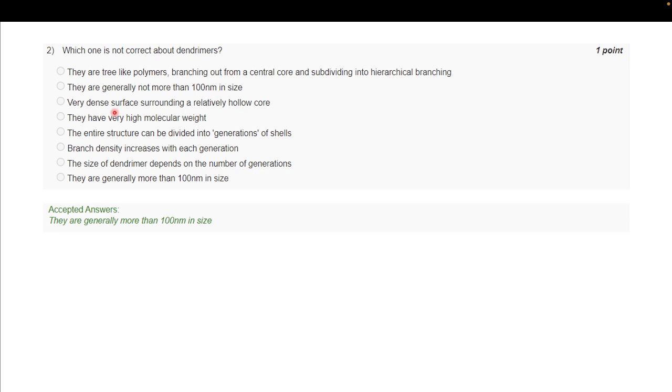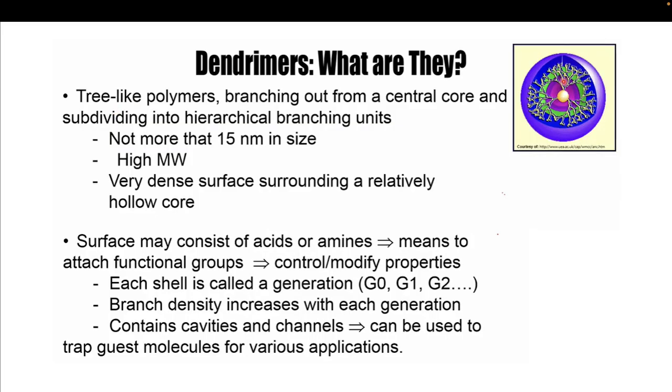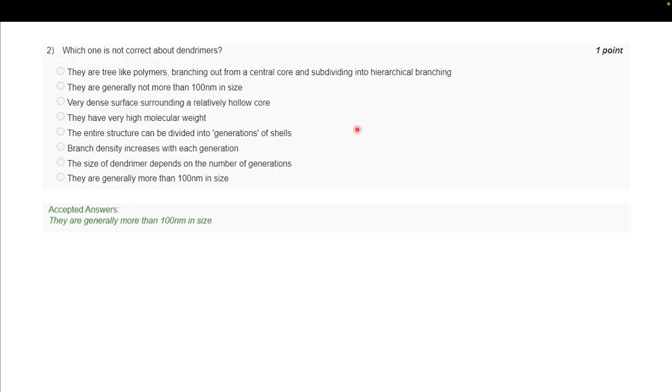They are very high in molecular weight. The entire structure can be divided into generation of shells. So you can call these different generations. Each shell will be a different generation. And what are the other options? Yeah, branch density increases with each generation. The size of dendrimer depends on the number of generations, which is also correct. The last option is they're generally more than 100 nanometer in size, which is false about dendrimers. So that's why this is the correct answer for this particular question. Is it making sense?